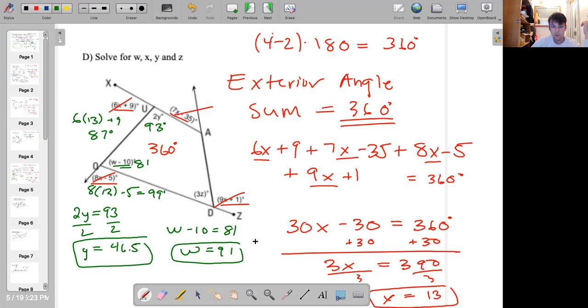Okay, moving forward, the last one to figure out here is z. So let's find this angle, 9 times 13 plus 1. 9 times 13 plus 1. That's 118.